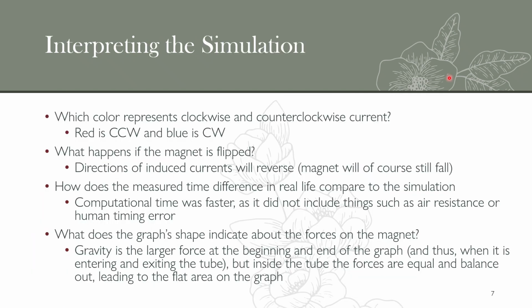So, interpreting the simulation, we know that red is counterclockwise and blue is clockwise. If the magnet is flipped, the directions of the induced currents will reverse, but of course the magnet will still fall. And of course, we just noticed that the computational time is faster because it doesn't include things like air resistance or human timing. And we already talked about the graph's shape and why it is the way it is.